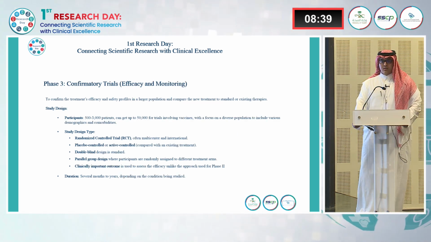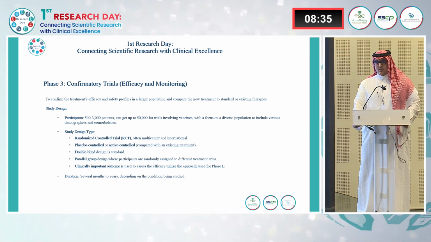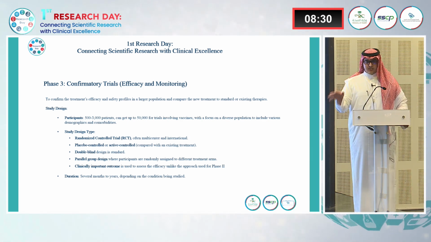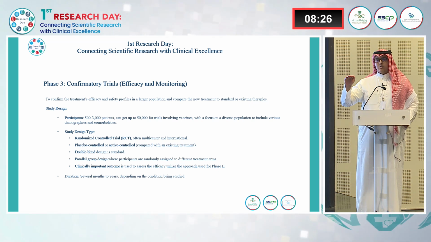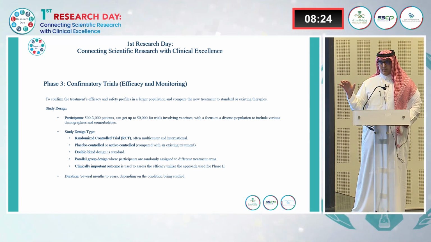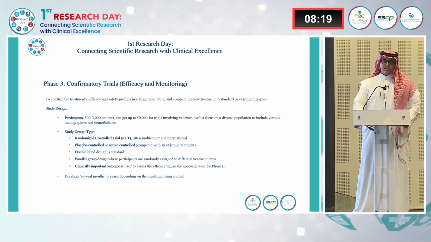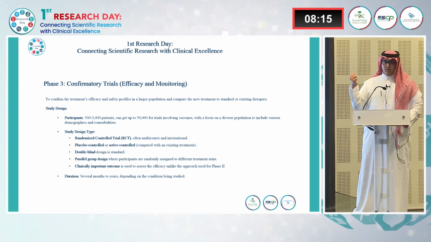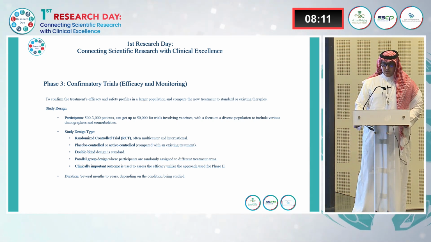In phase 3, what we call the confirmatory trial, that means we confirm the safety, and the starting point of efficacy, or the dose of efficacy, is already determined in phase 2. However, we start exploring the effectiveness among a larger group and with different demographics and characteristics. We usually include 1,000 patients in phase 3.